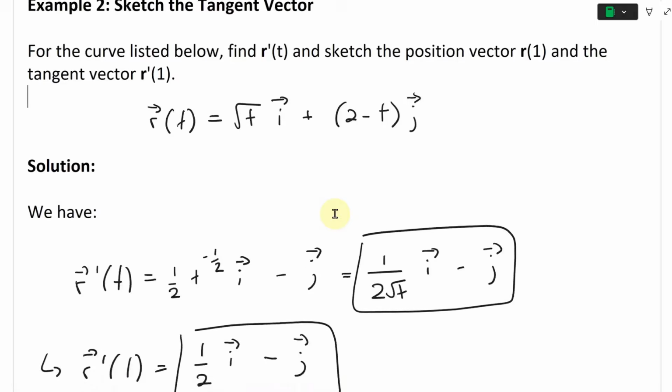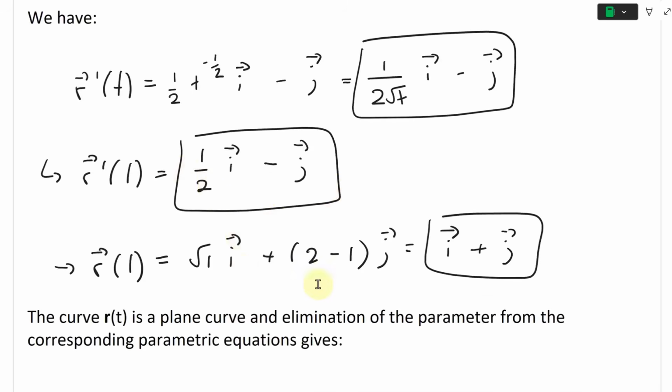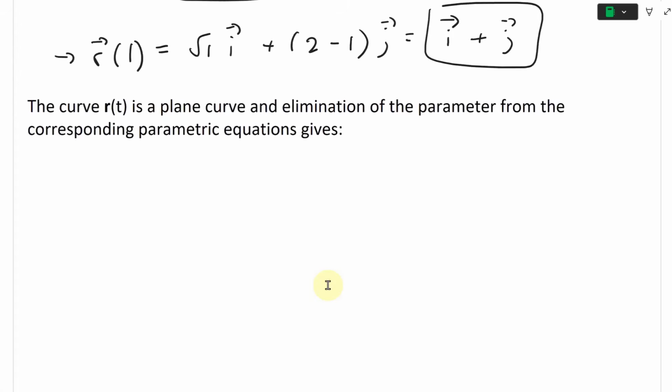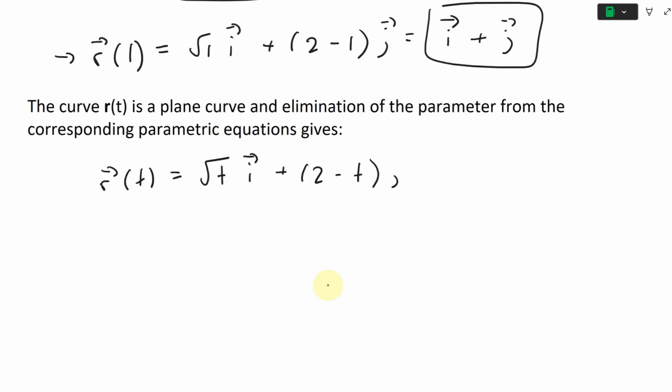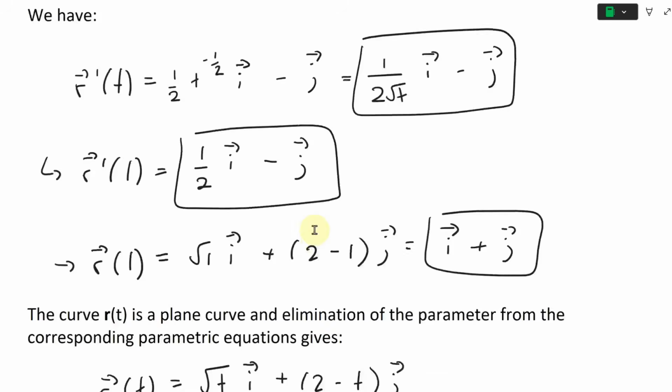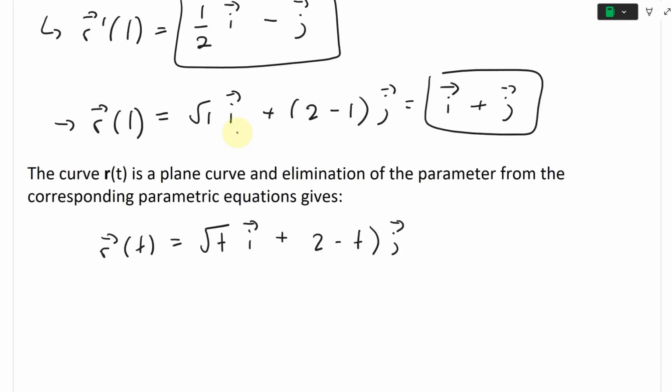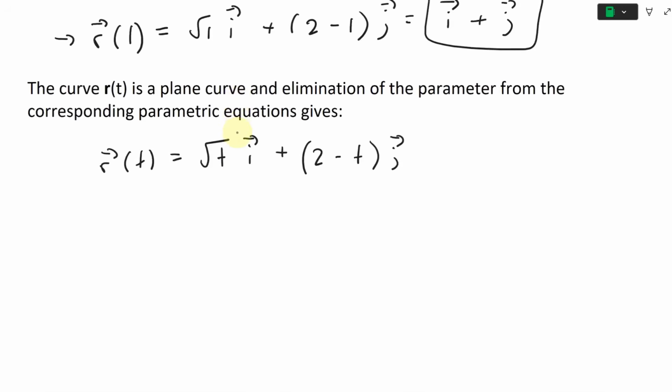Anyways, we need to sketch this out. So let's get rid of the parameter t, because these are just parametric equations, and then we'll have a function in terms of y and x only. So let's write this down. We have r of t, let's write the whole thing out: square root t times i plus 2 minus t times j, like this. That's this one right here. Now the parametric equations are saying that x is equal to square root t.